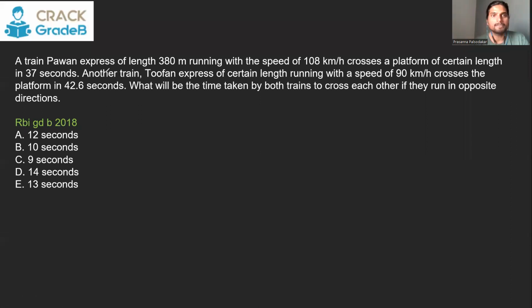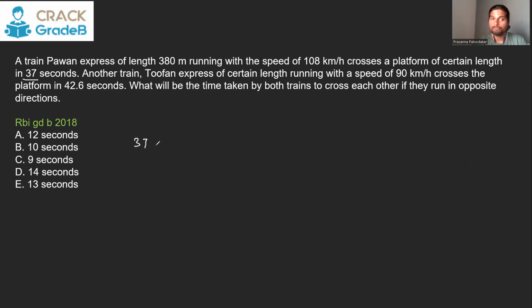A train Pawan Express of length 380 running with the speed 108 crosses a platform of certain length in 37 seconds. So you know the formula. As I told you earlier also, if you don't recall the formula, write it down on one page and then try solving this question, at least as long as you're a fresher, because every time I'm not going to write the formula here, I'm directly going to use it. But while using, of course, I'm going to say everything that is required.